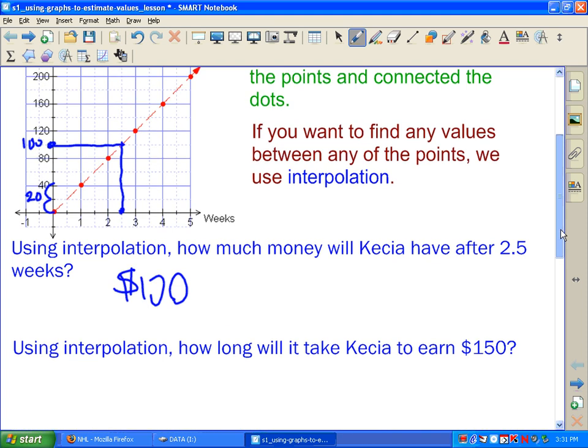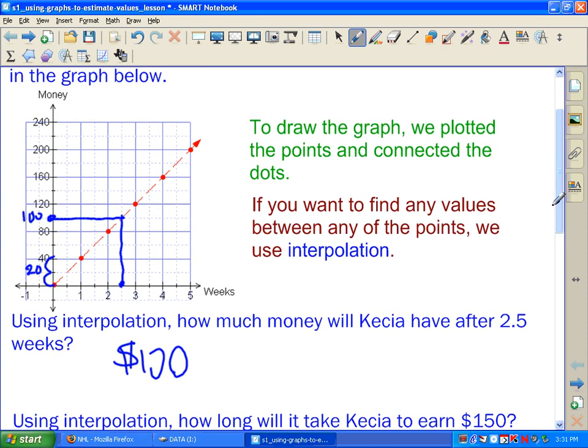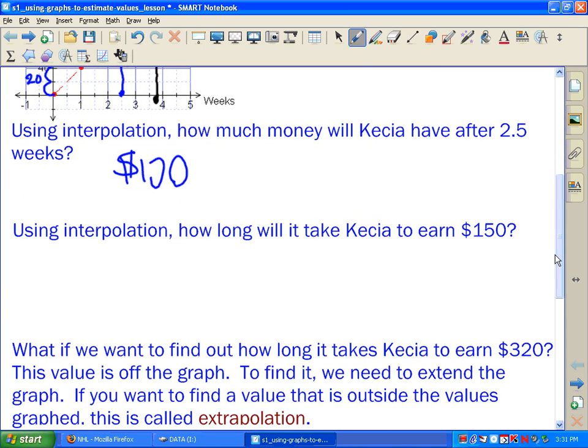How long will it take Keisha to earn $150? Well, we find $150, and this would be 140 right here. So here it is a bit of a guessing game, but 150 is going to be right about here. So you go along here until you hit the line, which would be right here, and then go all the way down, and you're going to get about, now we're estimating here, so it's going to be between 3.5 and 4. So maybe 3.75 weeks.